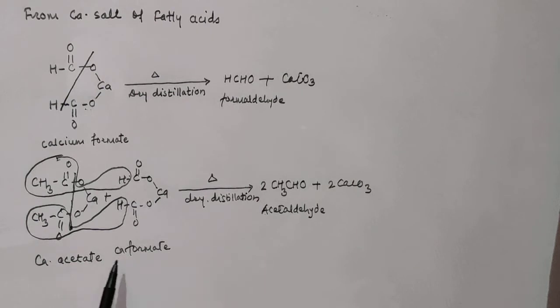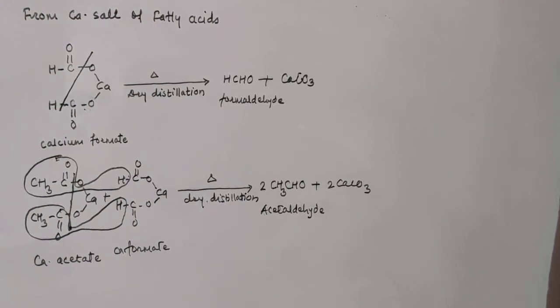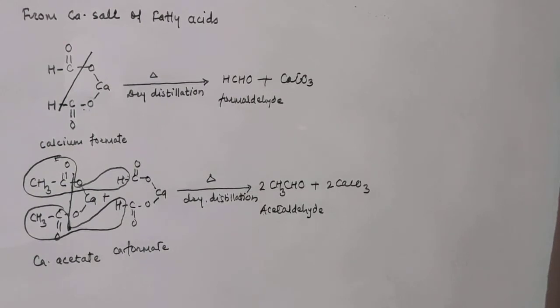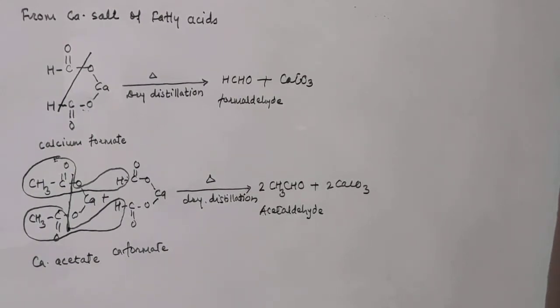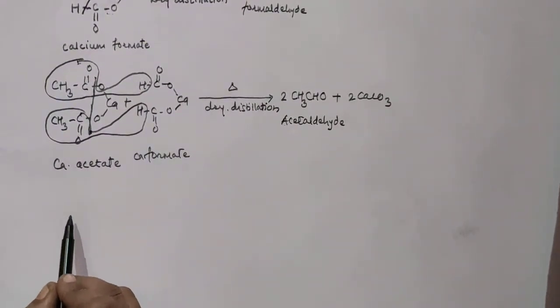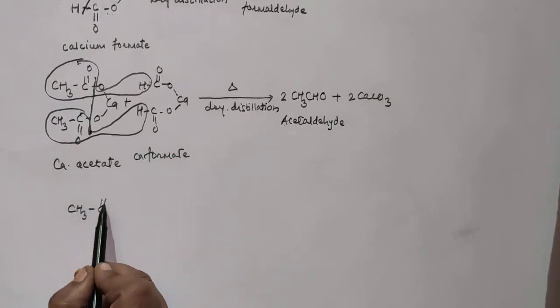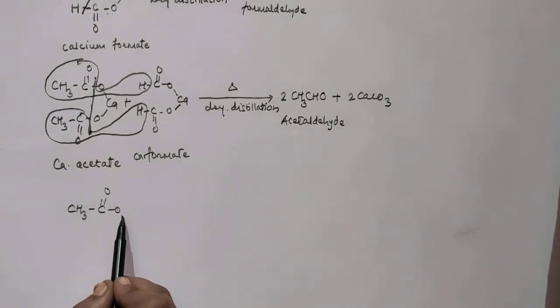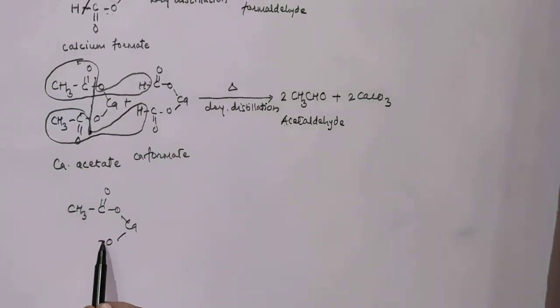Equal quantities of different calcium salts of carboxylic acids are taken. But in this case, along with acetaldehyde, another product can also be formed, and that is acetone. We'll take one more reaction so that it will be clear to you. In this case, we'll take only calcium acetate, CH3COO Ca OOCCH3. This is your calcium acetate.